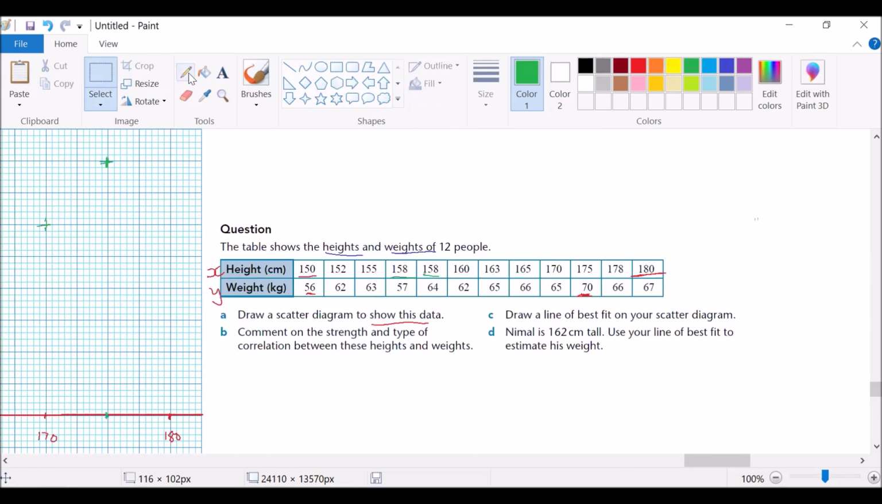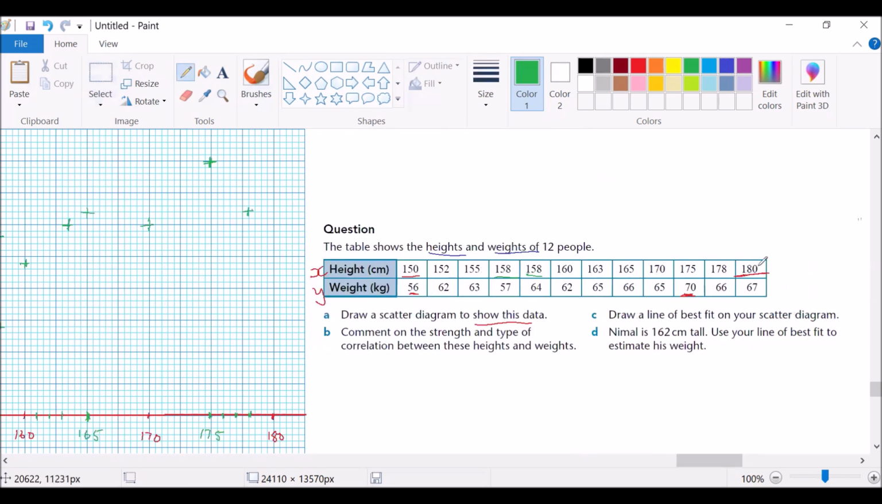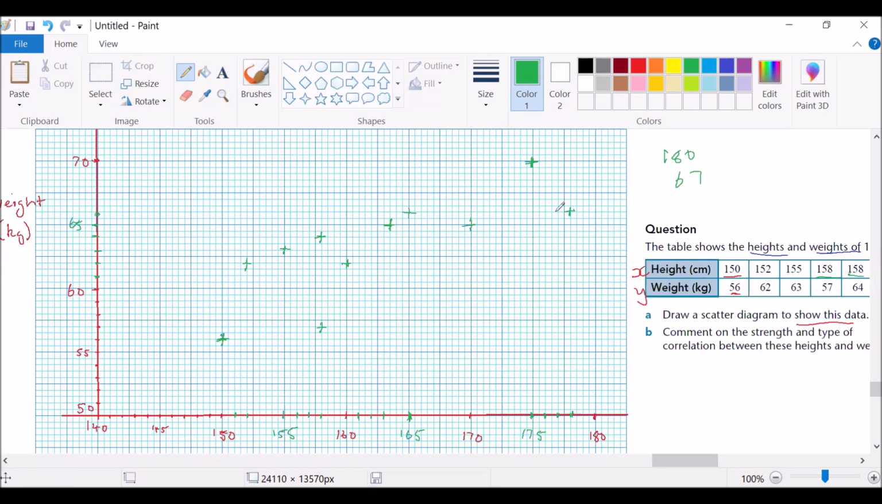The next point is 178, 66. 175, 176, 177, 178. 66 is here. So 178 is here. 66 is here. So this is the point we are looking for. Next point is 180, 67. 180 is here. 67 is there. So this is the point we are looking for.